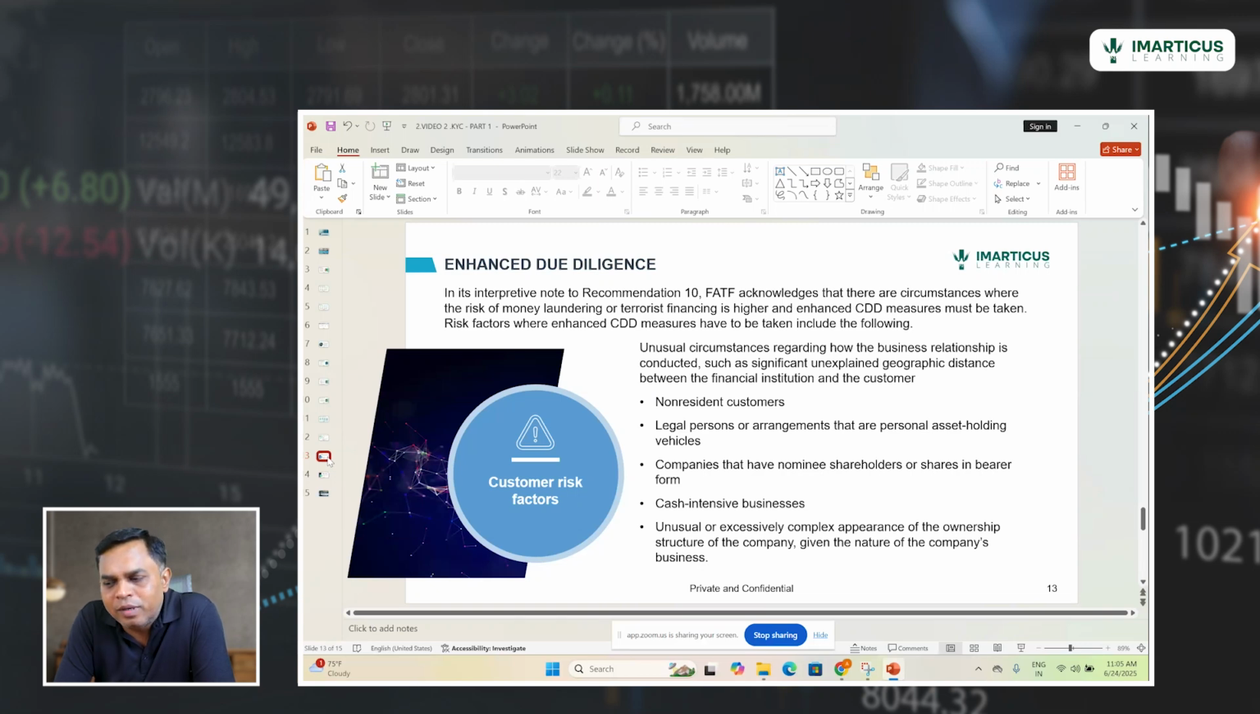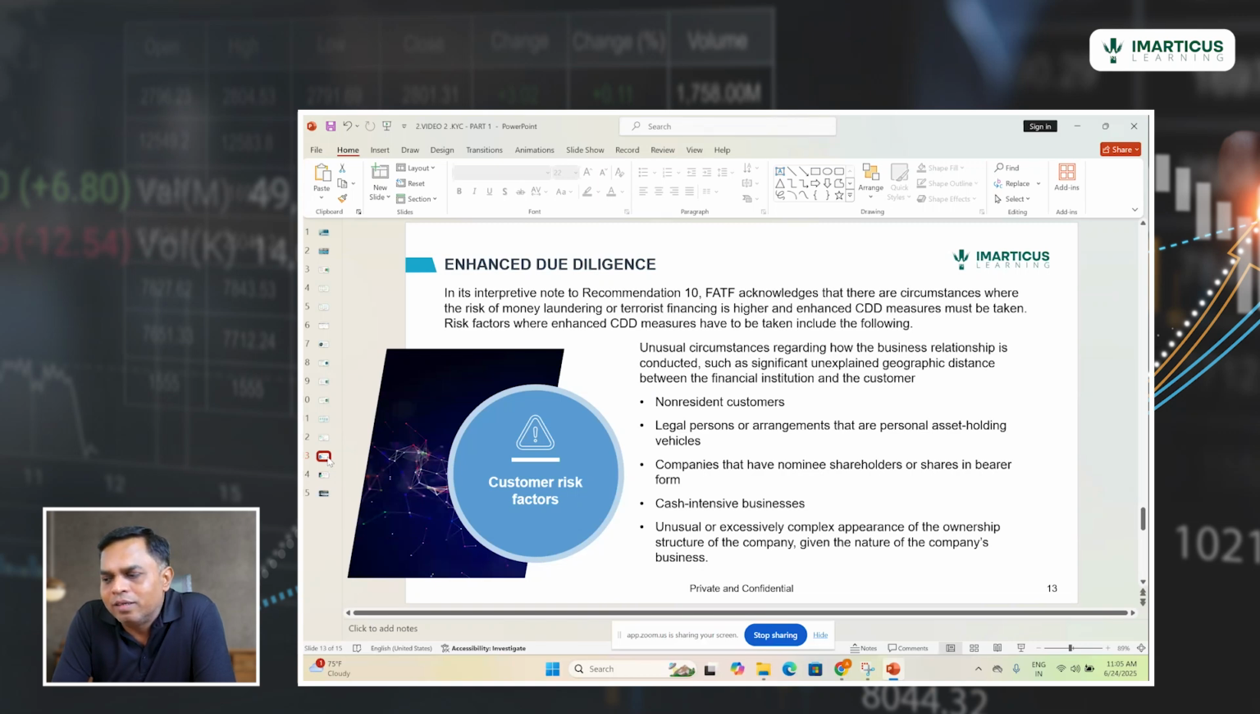Now, from a customer point of view, who are the high risk clients? For example, a high risk client can be a non-resident customer, meaning a customer who is not residing in the particular country. If I talk about India, customers living in other countries are called NRIs, non-resident Indians. Non-resident customers require enhanced due diligence because of their geographical nature, as they are considered high risk.